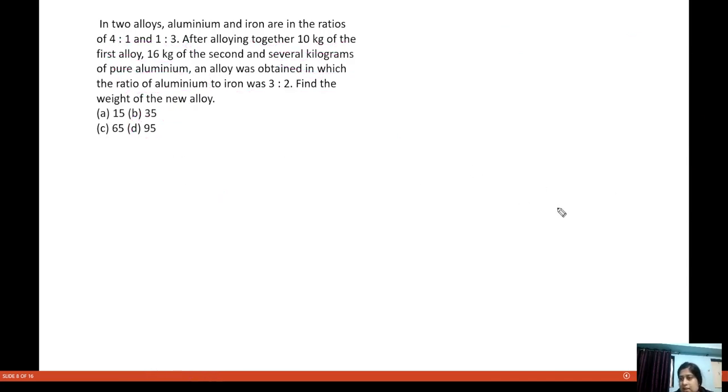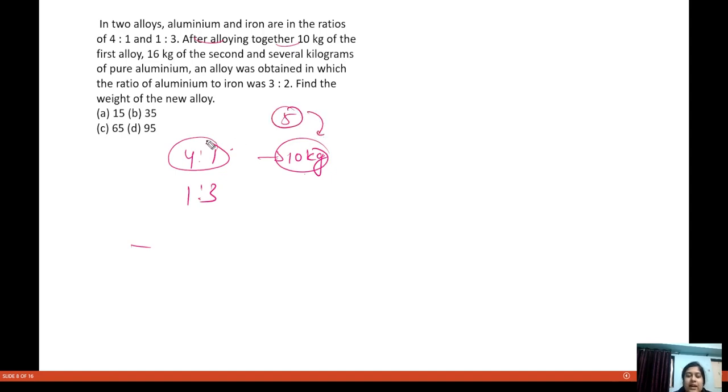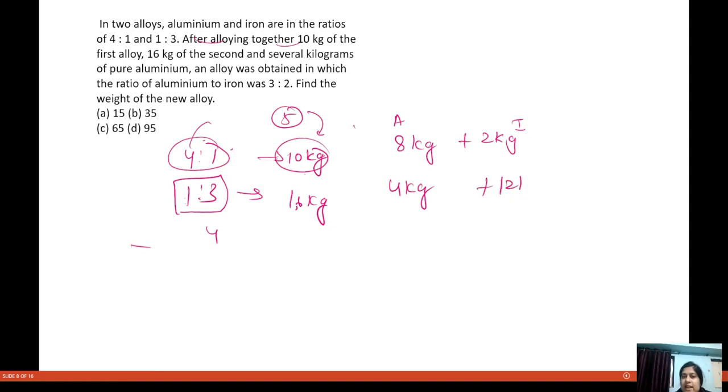Let us do this question once more. What this question is saying is that in two alloys, aluminium and iron are in the ratio 4 is to 1 and 1 is to 3. Then we have 10 kg of the first alloy. So that means 5 parts are there, and 4 parts are aluminium. That means 8 kg aluminium, and 1 part is iron. Similarly, we are having 16 kg of the second alloy with 4 parts, and 1 part is aluminium, so that means 4 kg aluminium and 12 kg iron.